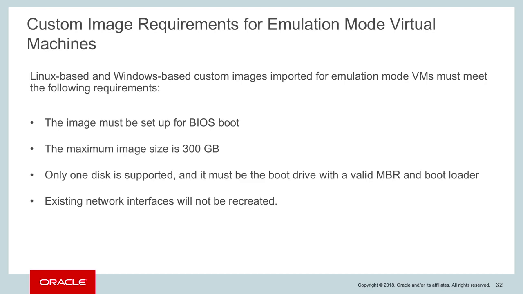Existing network interfaces will not be recreated, so all the configuration you have on your network card is not going to be brought over. It's recommended to use DHCP for your configuration, and then once you deploy in OCI, let OCI take care of the network configuration, as you're going to place the instance on a specific subnet and get the IP address from that specific VCN.